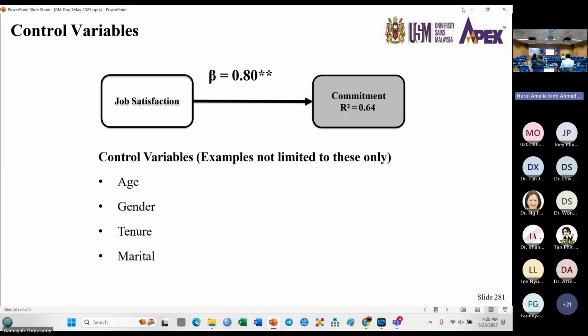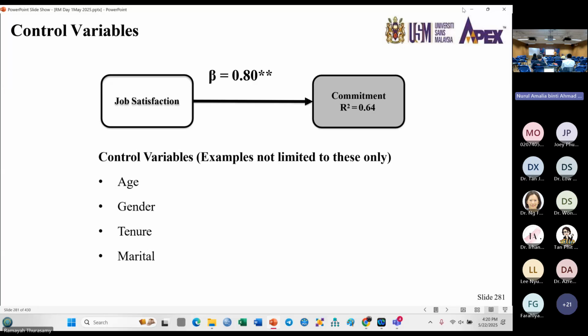So when we run this model, satisfaction to coming back, we get an answer, we get a beta of 0.8 and the R-square is 64%. So what we say is satisfaction explains 64% of the variance in coming back. This is what we conclude. But what happens is this one variable doesn't explain everything. We also have variables like age, gender, tenure, members, that's the fact. Many studies have shown this will also affect your outcome. Okay, so now we put this variable here.